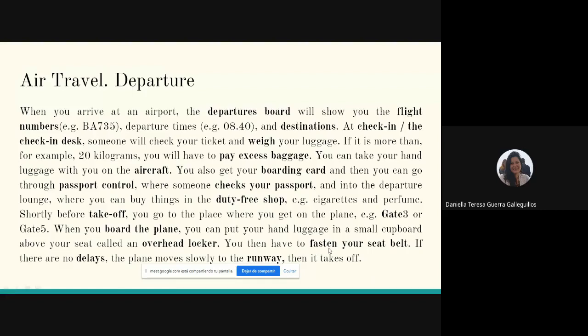You put it inside there. Fasten. Don't say fasten. You say fasten your seat belt. Your seat belt is cinturón. Seat es de asiento. Entonces, cinturón de seguridad del asiento. Fasten es abrochar.